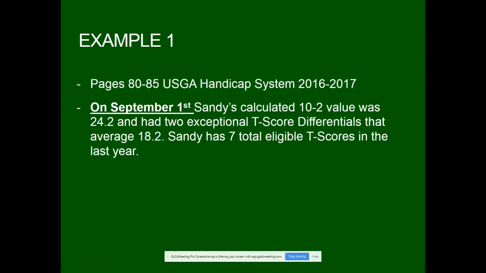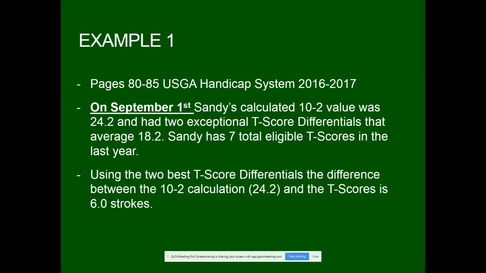So here's an example. I highly advise you to look through pages 80 through 85 of your manual. It goes through the whole calculation. In this example, on September 1st, Sandy's calculated 10-2 value was 24.2. And she had 2 exceptional tournament scores that averaged out at 18.2. So based on that example, we know that the difference is more than 3.0. In this case, it's actually 6.0. So they're substantially under her normal handicap index. So based on that, we are going to take this into the next piece of the formula.